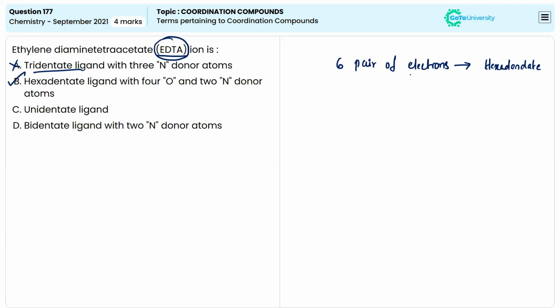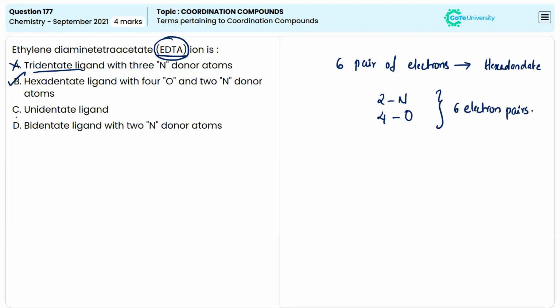That is the correct one, because among the 6 pairs of electrons, 2 of them are donated by nitrogen atoms. The remaining 4 will be donated by oxygen atoms. So that's why they total 6 electron pairs. Okay, so this is correct.